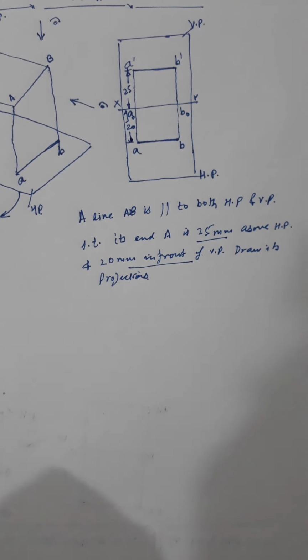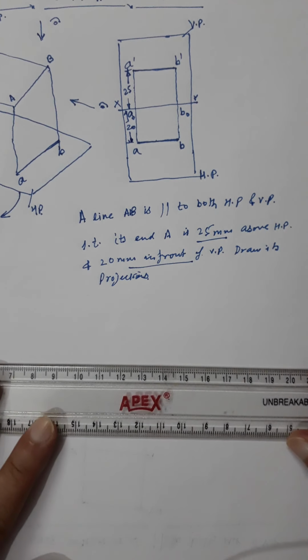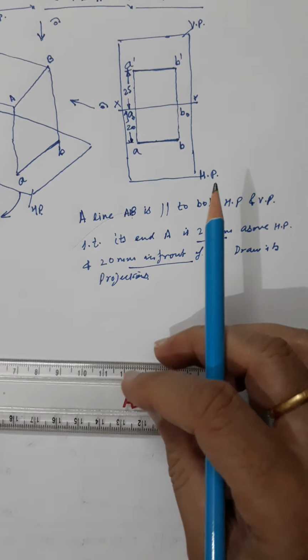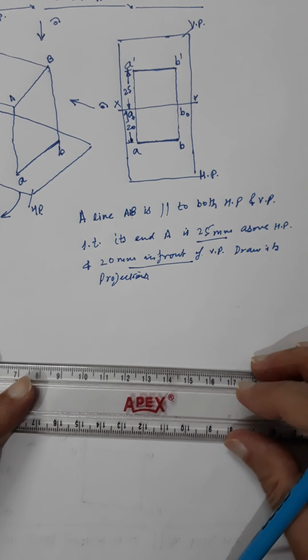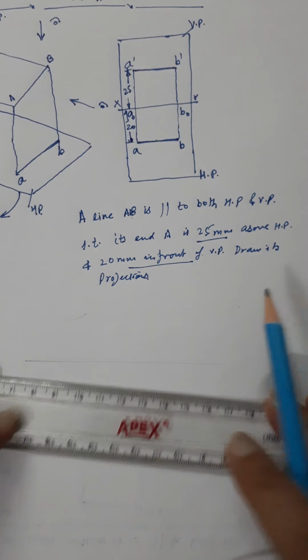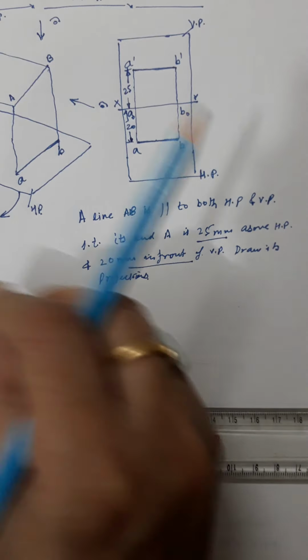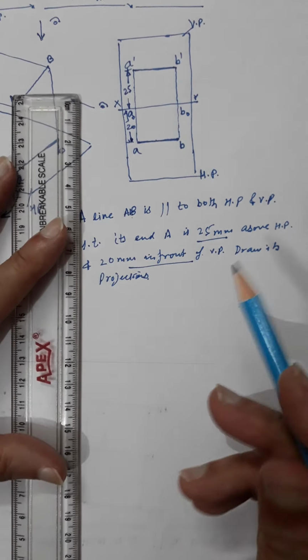How you need to draw it? Just have a look. So always draw the front view first, or whichever view you get the true length. Before that you need to draw the XY line. So always draw the XY line first. So this is XY line. Then you have to mark off one of the points, say A, it is given A.